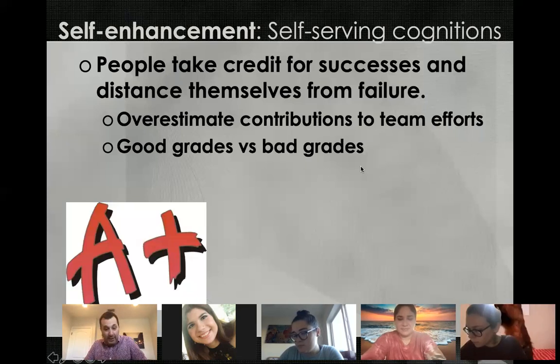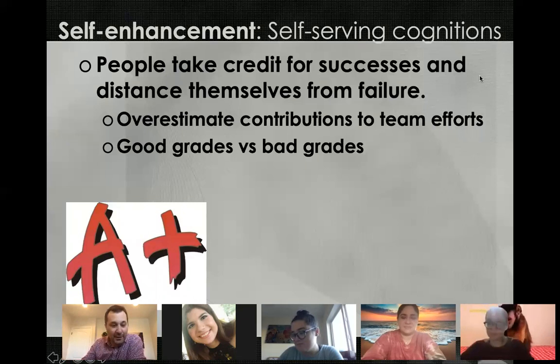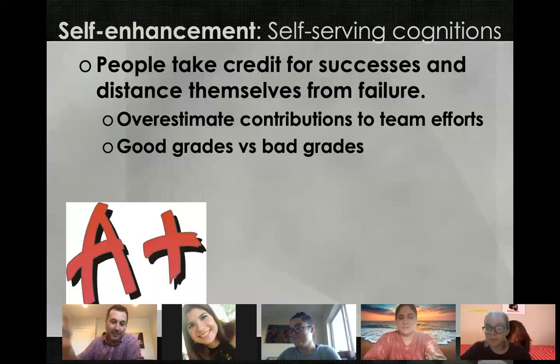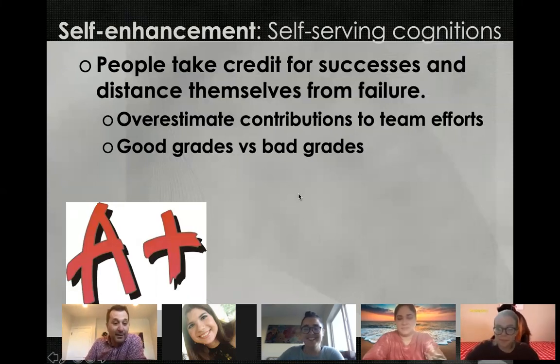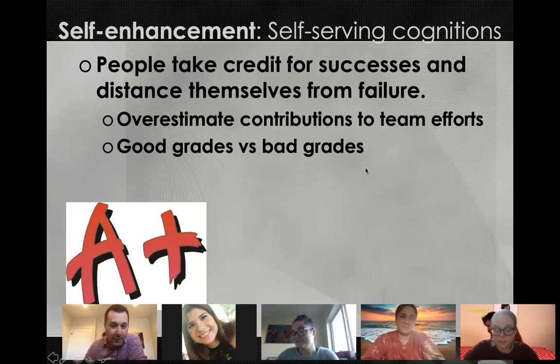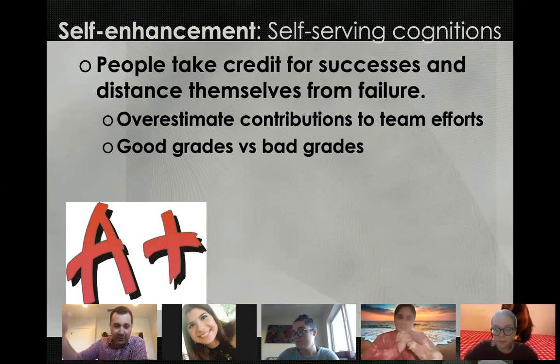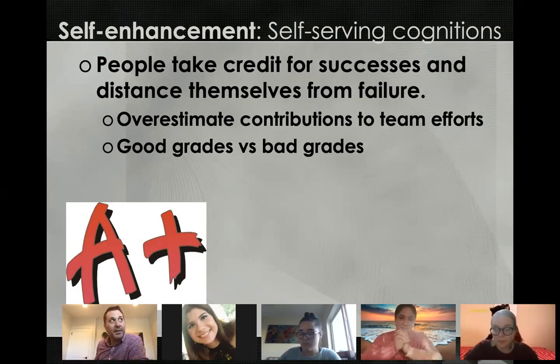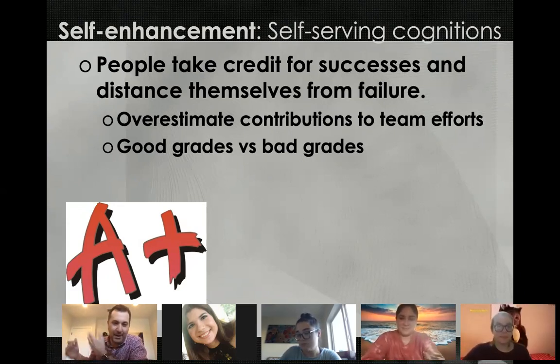Okay, students do this with grades all the time. I have been blamed for students failing exams constantly. I've almost never been given credit if they succeeded at an exam though, because the students will take the credit themselves. But it's not just you guys that do this. Professors do this as well. Professors fall prey to these sorts of biases just as strongly as students do. In fact, I forgot to mention this on the prior slide, but there was a study that showed that 94% of professors think they were a better than average professor, again, which is completely impossible.